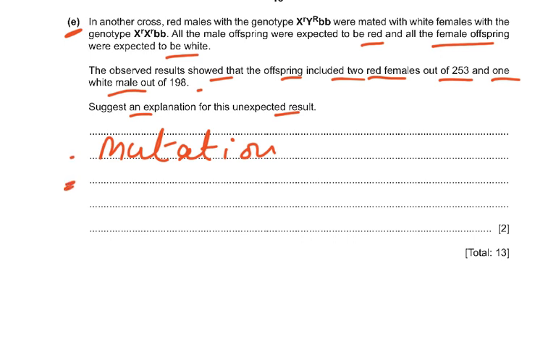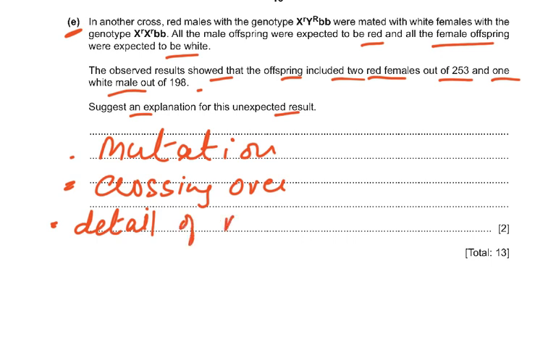That means that's a change thing. So mutation, 1 mark. Then you could have given me the detail of the mutation. It could be a substitution, or it could be addition or deletion. Then crossing over: the dominant red allele from a Y chromosome was passed on to an X chromosome. So that is, of course, detail of the mutation.